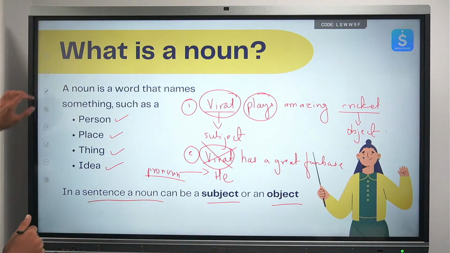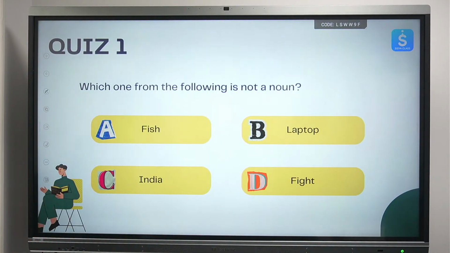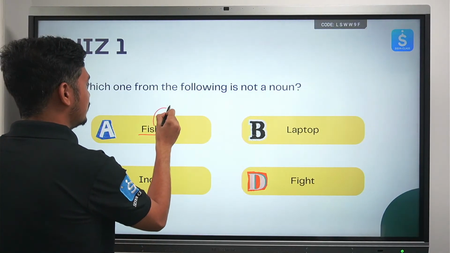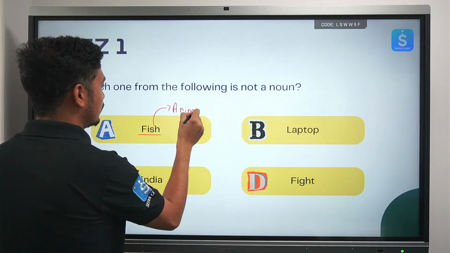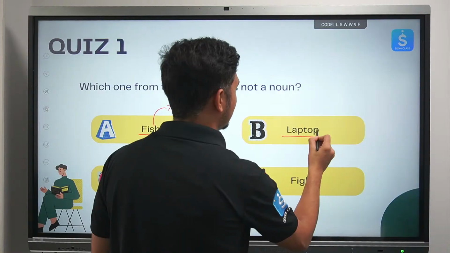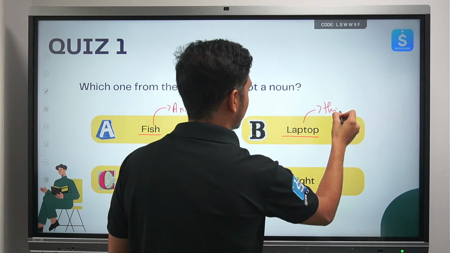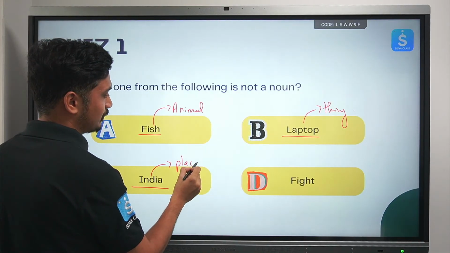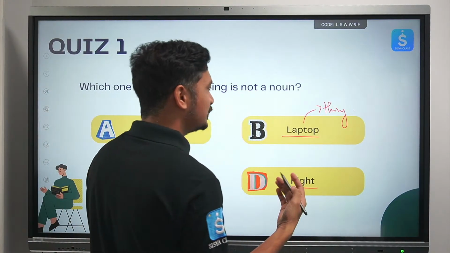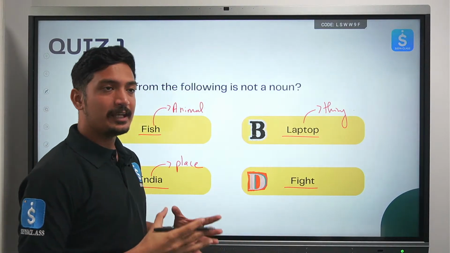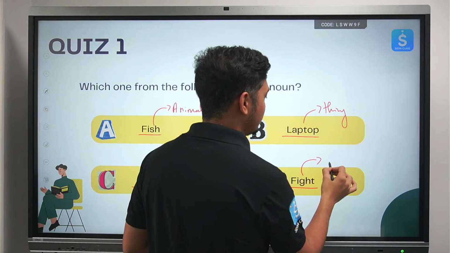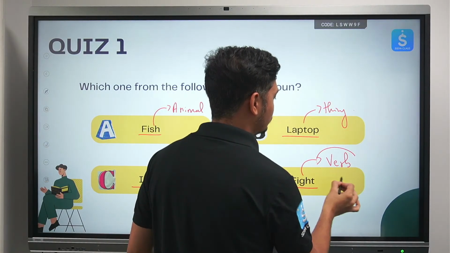Now we have some questions just to see if you have understood things properly. Which one from the following is not a noun? We have fish. It's the name of an animal, isn't it? Right. Then we have laptop. It is actually a thing, right? Then India, it is actually a place. Then we have fight, which is not actually a noun. It's not the name of anything, right? And therefore we will say fight is actually a verb.